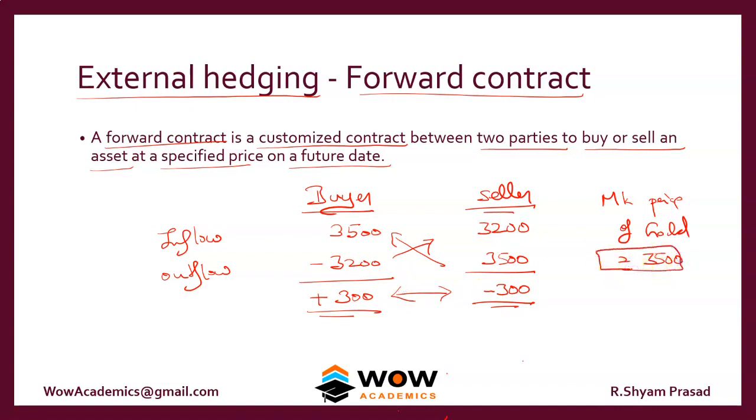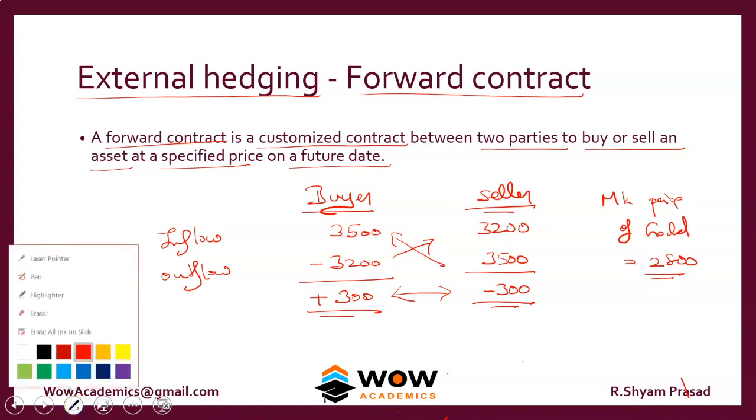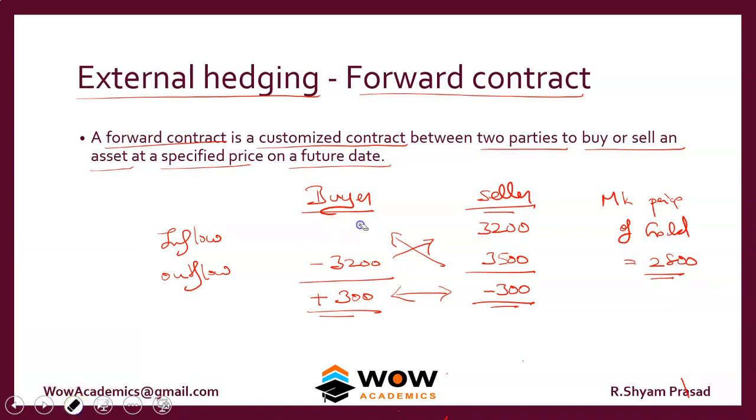We can also change the market price and look at how this works. The market price, rather than rising from 3000 to 3500, has actually gone to 2800, so the price has fallen. Now let's see what happens in this case. As promised, the 3200 will move from the buyer to the seller. But what would the seller give? The seller will only give 2800 worth of gold. The gold would be transferred at the market price of the gold. That is what he will transfer.